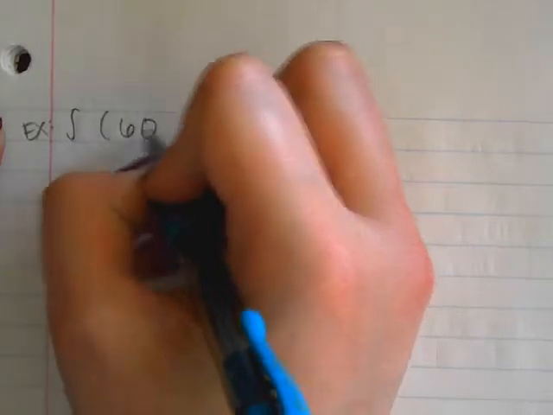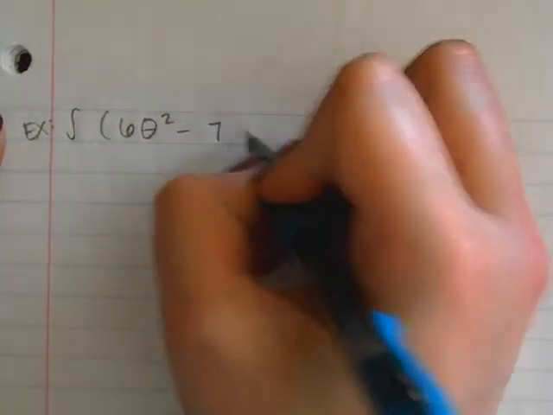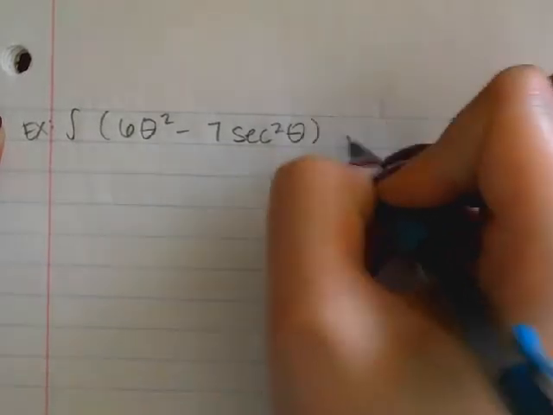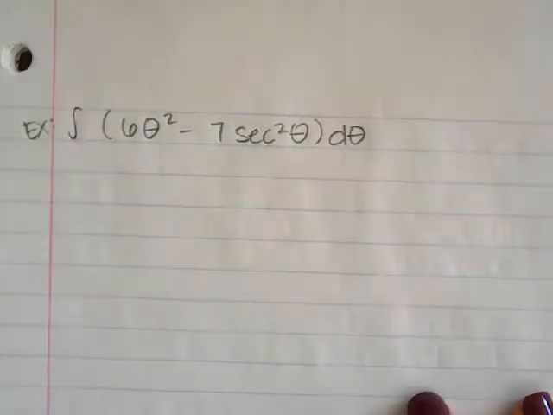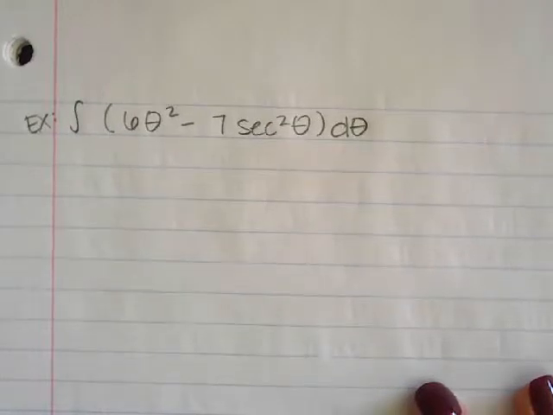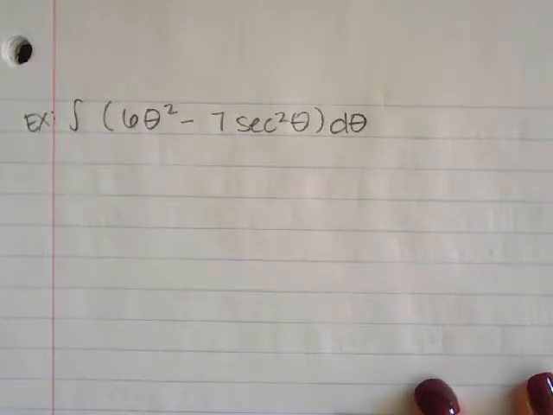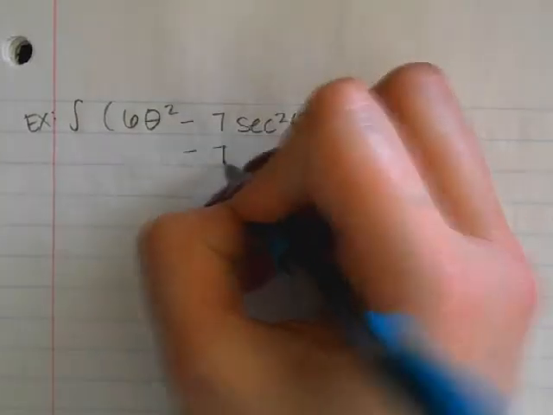All right, one more example. You guys are not going to like this one because it's going to mess with your brain. It's not difficult, but it's going to mess with your brain a little bit. So the integral of 6 theta squared minus 7 secant squared theta d theta. No, you cannot change the variable. So what do we do? Okay, so this is negative 7 tan theta.